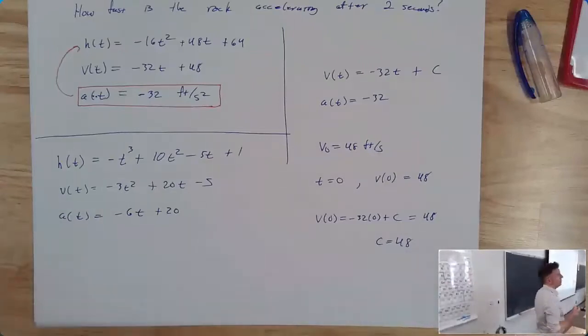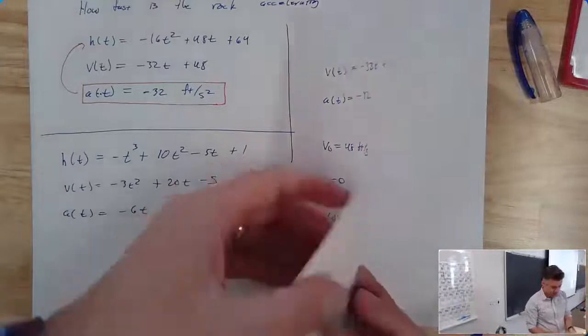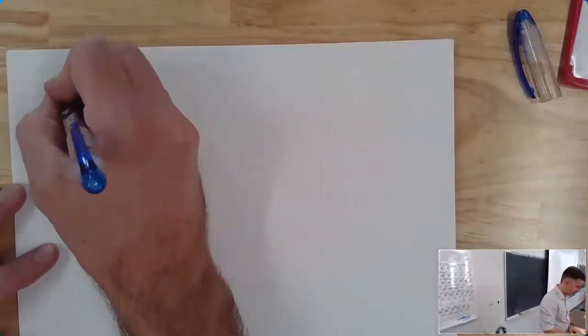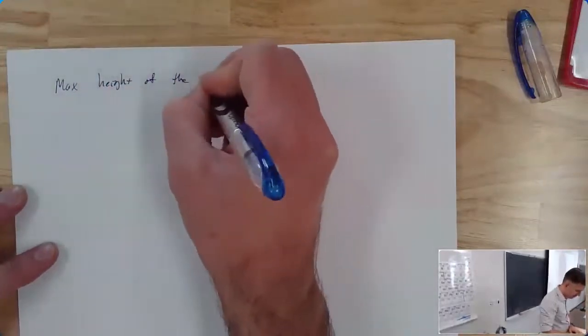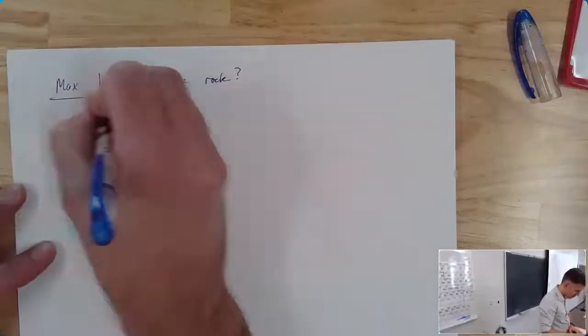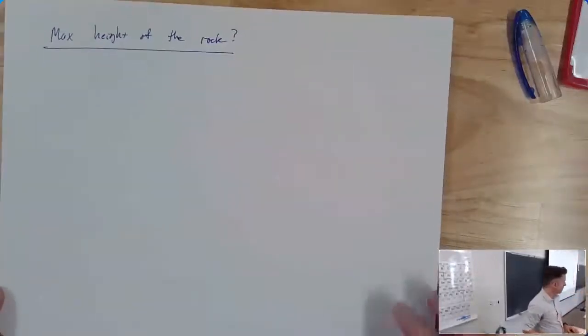So yeah. But I would say when you're specifically talking about objects falling in the Earth's atmosphere, our acceleration is a constant. The other types of questions that people often like to ask for this kind of situation are the following. What's the maximum height of the rock? This is a favorite. So here's what I want to think about.